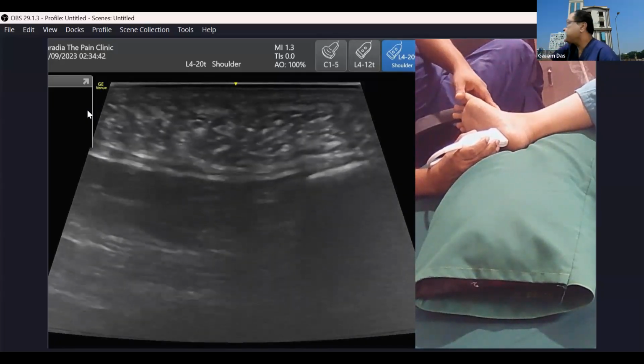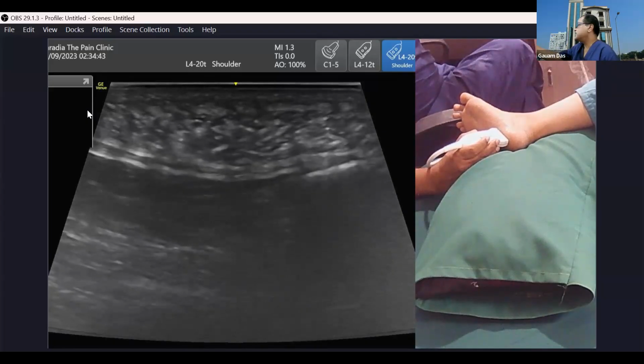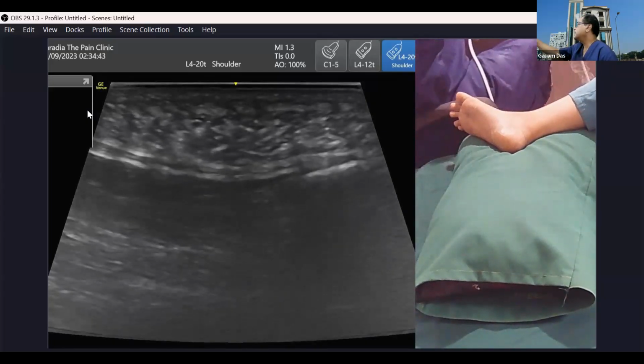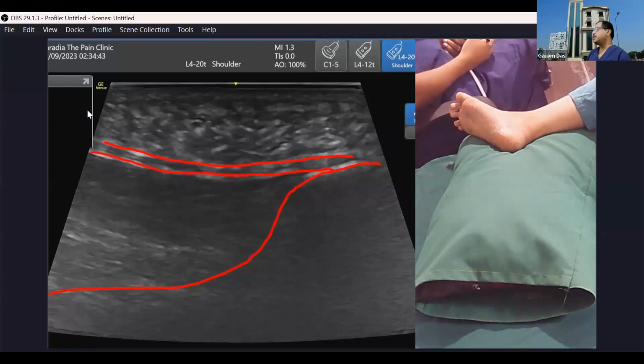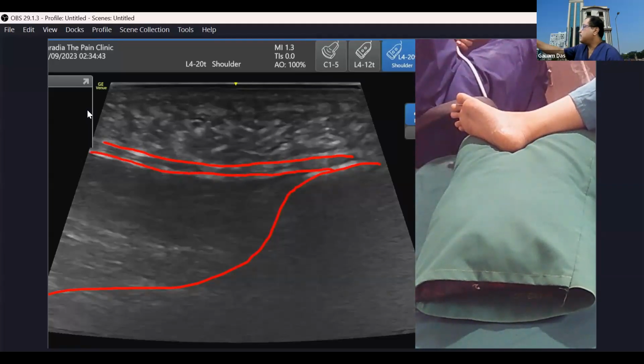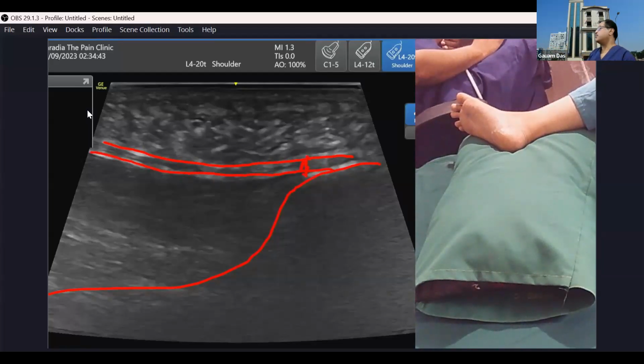Okay, so what can I see here? This was the calcaneum. Let me draw it. So calcaneum, and this is your plantar fascia, the tool in between these two. When you wish to see the thickness, normally we see the thickness here, and if it is more than 4, then we say that this is abnormal.